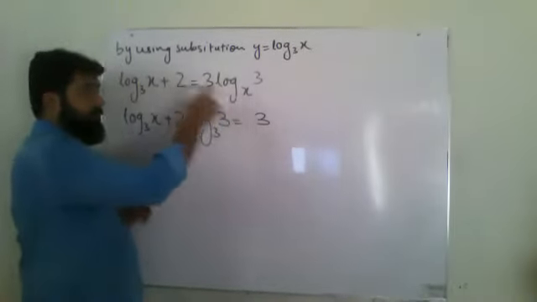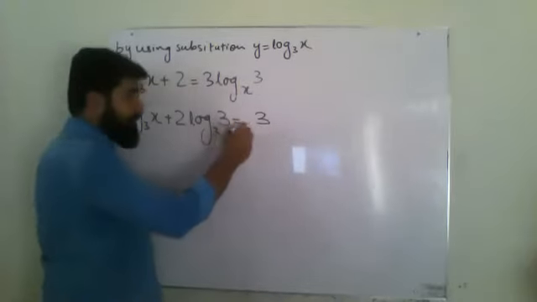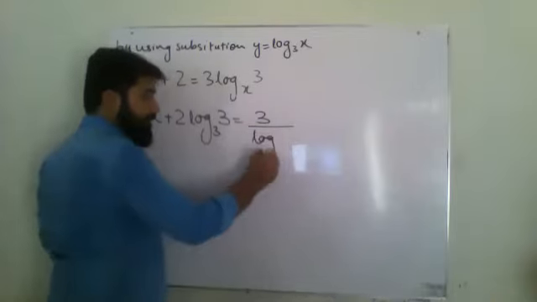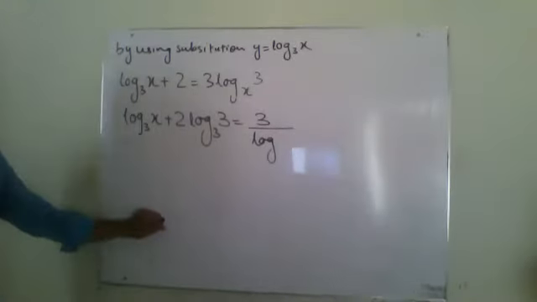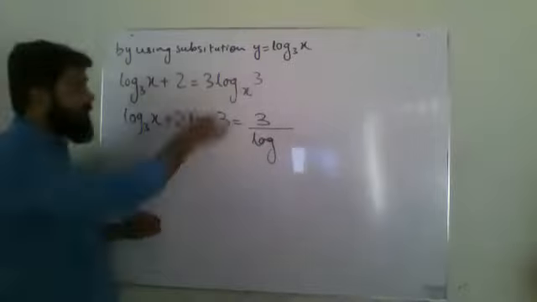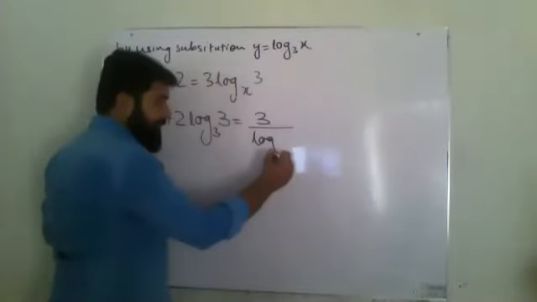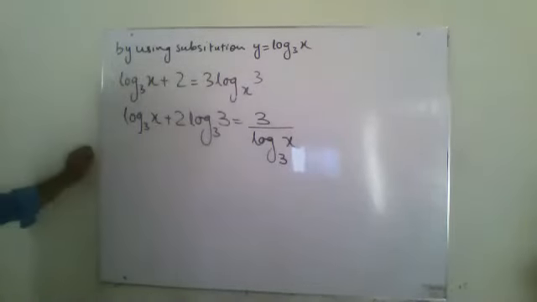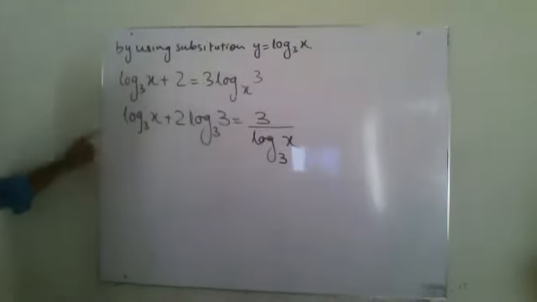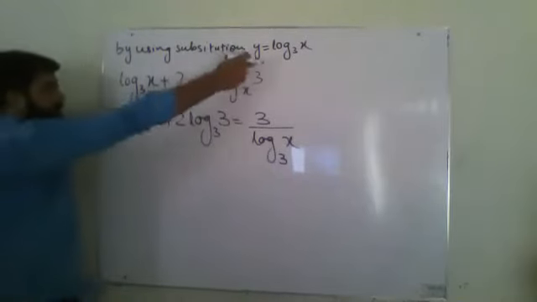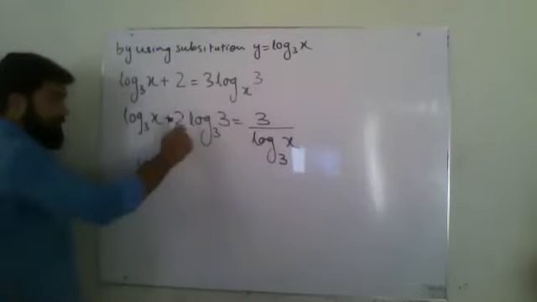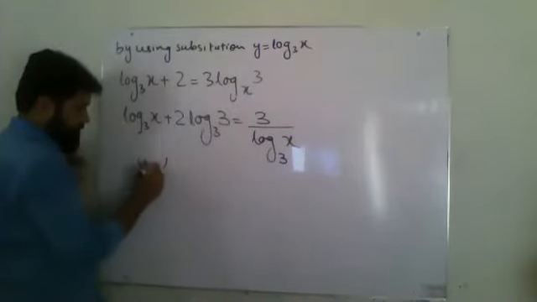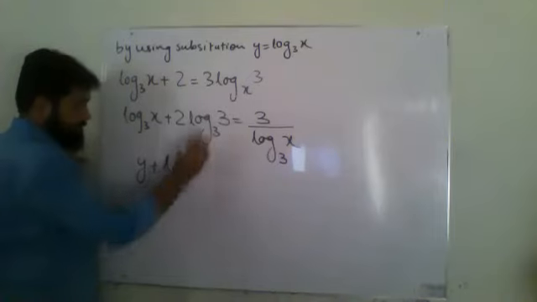3 is before log, it will remain as it is. Only this thing will be changed. I will write my log in denominator, and when I write it in denominator, my multiple will become my base and my base will become my multiple. Okay? After this, log 3x, that is equals to y. 2 is shifted over here, that will become log.